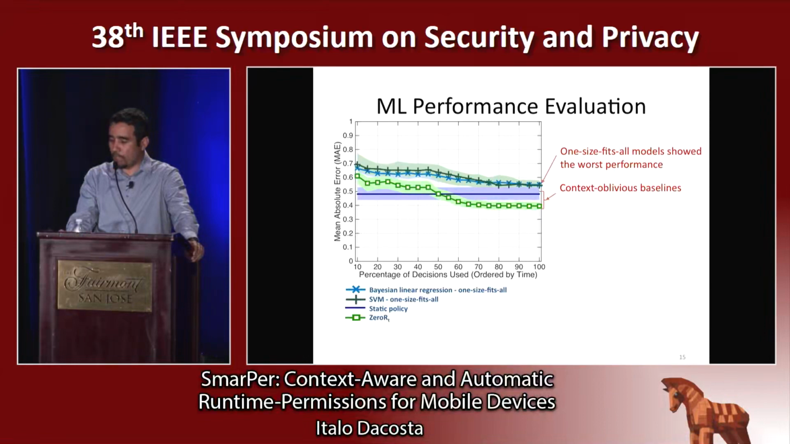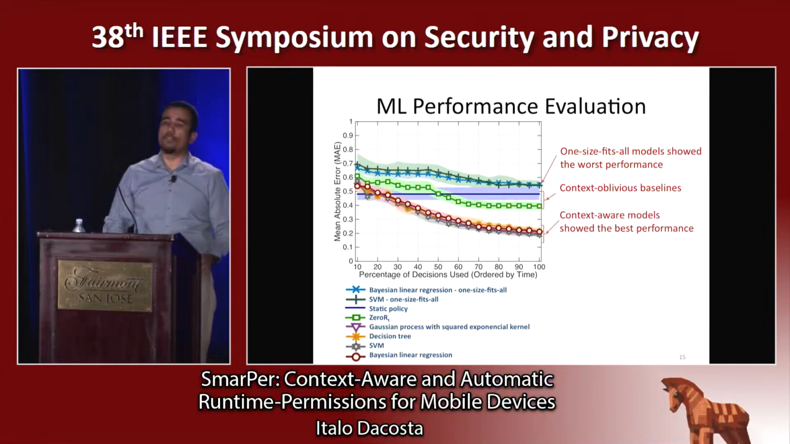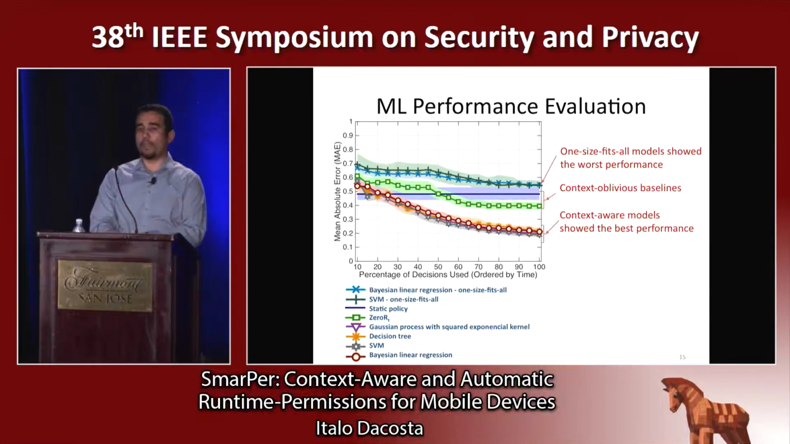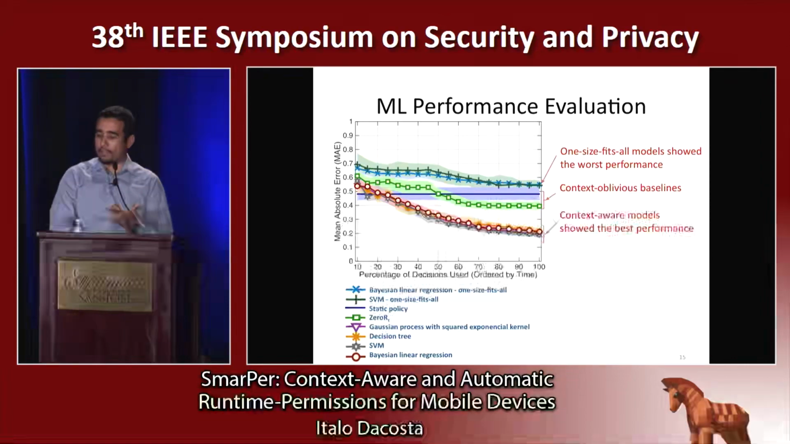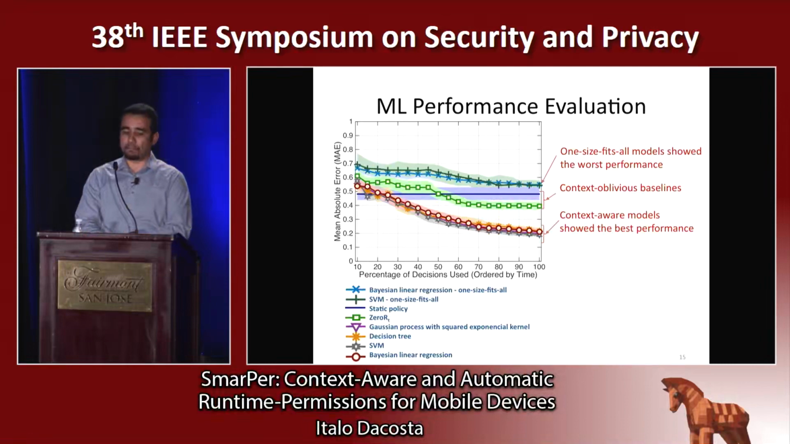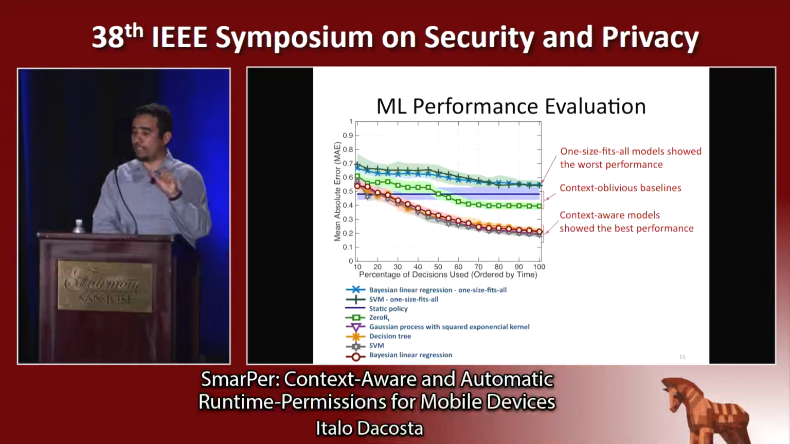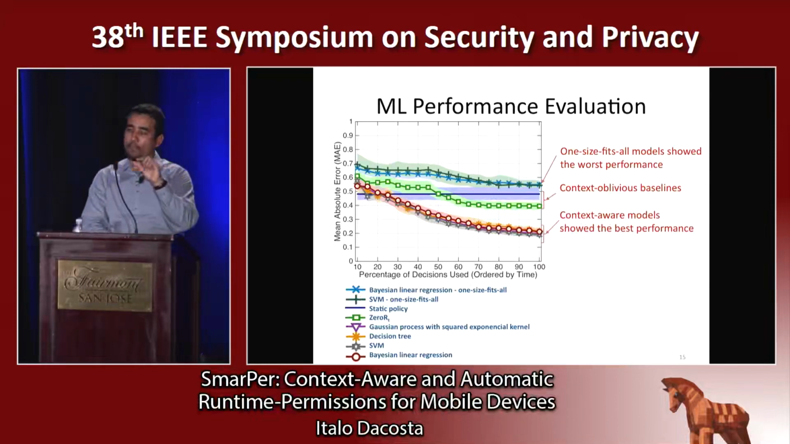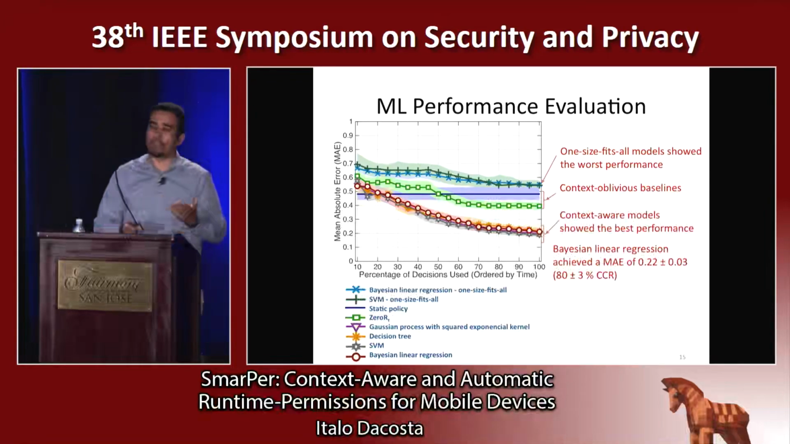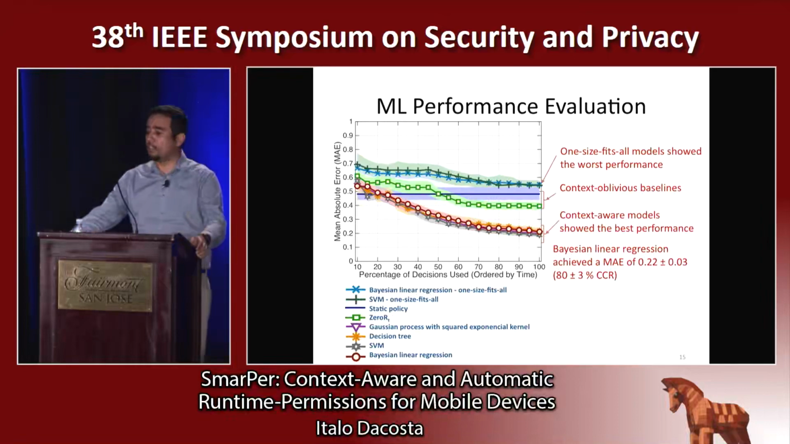Now, on the contrary, if we train a model per user, we have much better results. Now we see that taking into account the context and a model per user, our performance is much better. And for all the models that we considered in this way, the performance was more or less the same, but we reported the result for Bayesian linear regression because it's the simplest model we considered and the easiest to interpret.